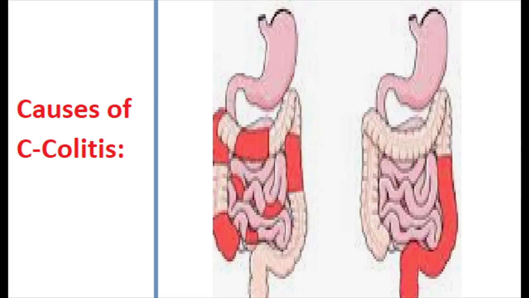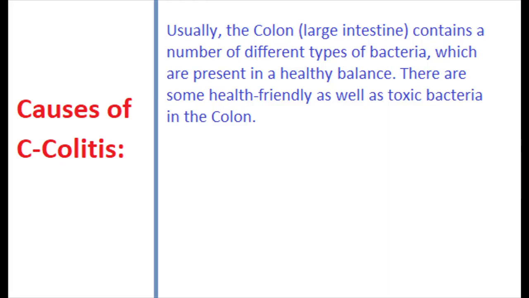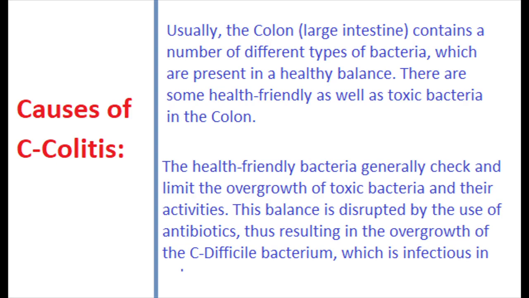Causes of C. diff colitis. Usually, the colon, or large intestine, contains a number of different types of bacteria, which are present in a healthy balance. There are some health-friendly as well as toxic bacteria in the colon. The health-friendly bacteria generally check and limit the overgrowth of toxic bacteria and their activities. This balance is disrupted by the use of antibiotics, thus resulting in the overgrowth of the C. difficile bacterium, which is infectious in nature.